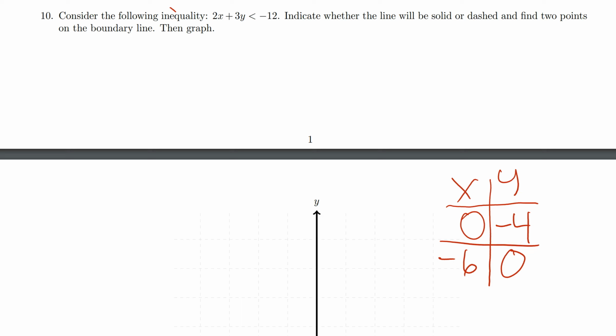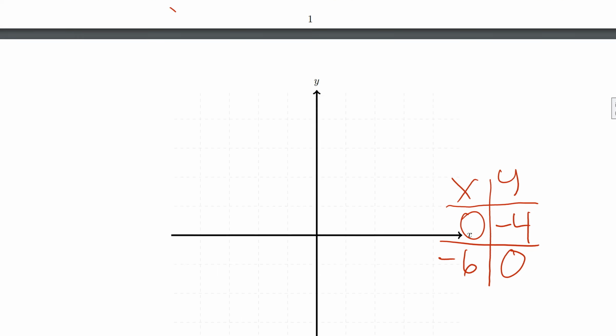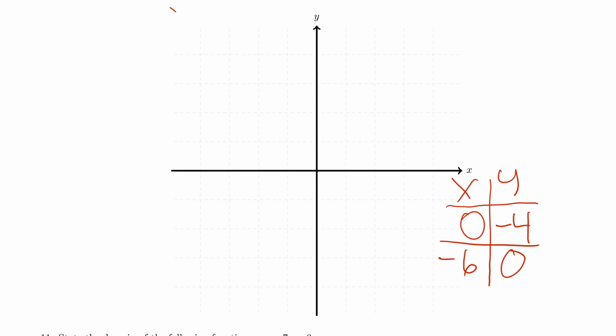So now I'm going to raise it up a little bit here so I can see my graph better. And now I have my ordered pairs. So I need a 0, negative 4. So 0, negative 4 is 1, 2, 3, 4. That's my y-intercept. And then 1, 2, 3, 4, 5, 6. This is my x-intercept. And I said I needed a dashed line.